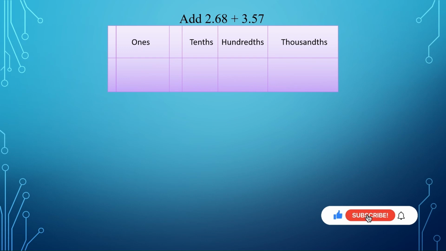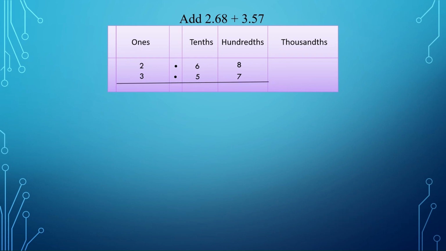Now take one more example. Add 2.68 plus 3.57. So you write here in the place value chart both the numbers. You have to add column by column starting from the right and remember to carry over if needed. Now here in this particular question, first you will add 8 plus 7, which is 15. So 5 you will write here and carry over 1 to the tens place.